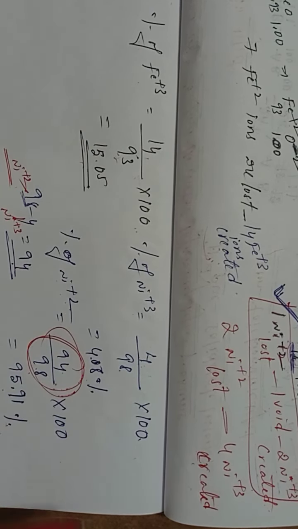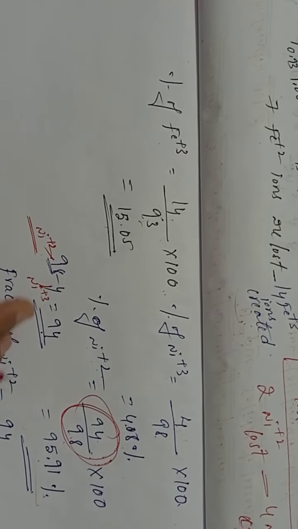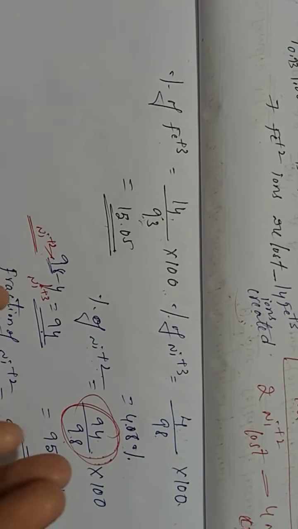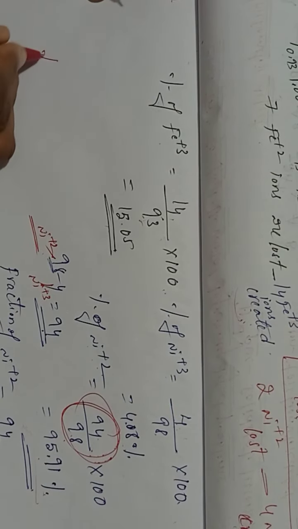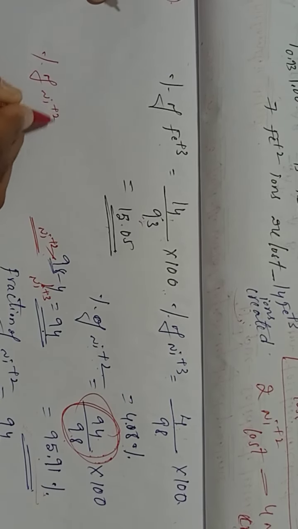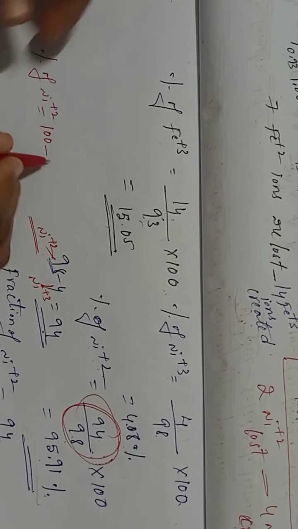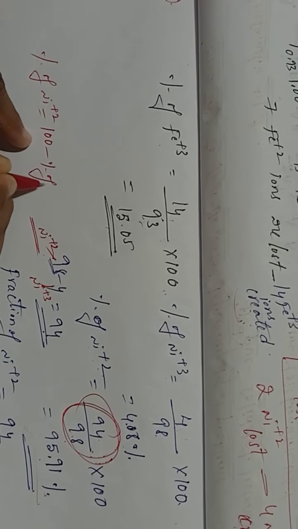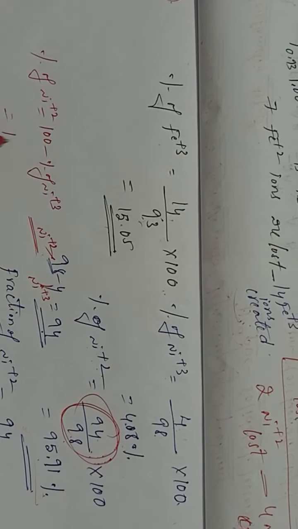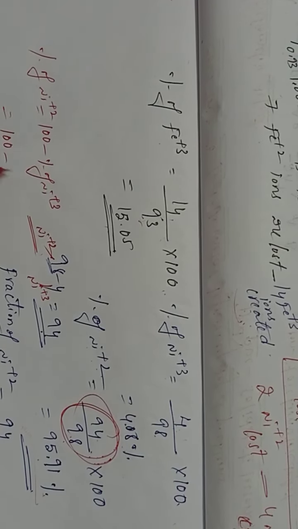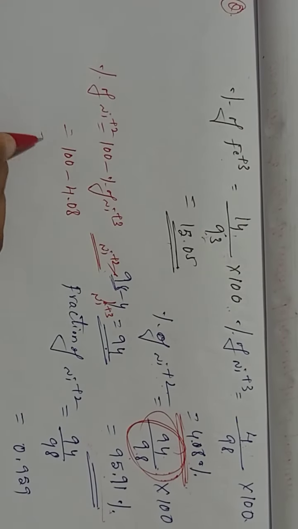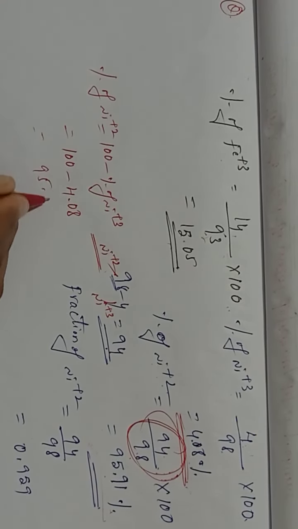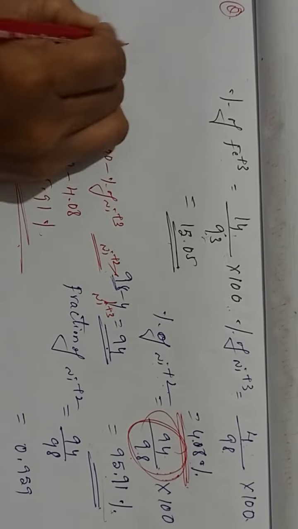Understood? So Ni plus 3 we calculated. Percentage of Ni plus 2, how to find it? It is one model, and there is another model also, students. How to find the percentage of Ni plus 2? It is 100 minus percentage of Ni plus 3. Okay? So 100 minus percentage of Ni plus 3, how much, students? 4.08 percentage, correct? This one you have to find. So 100 minus 4.08, then you will get the answer 95.91%. This is the second model.